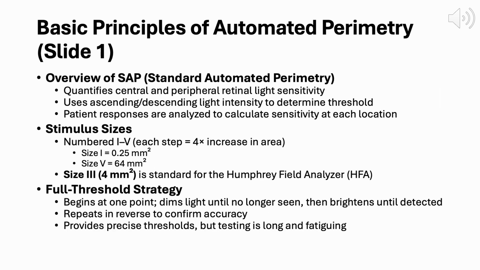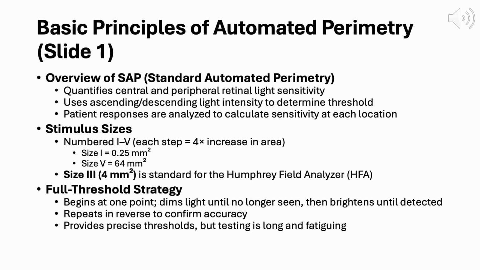This slide introduces the core principles of automated perimetry, beginning with standard automated perimetry, or SAP. SAP is the most widely used method to quantify both central and peripheral retinal light sensitivity in glaucoma patients. It determines threshold sensitivity by adjusting stimulus brightness, using ascending and descending intensities, and analyzing the patient's responses at each location.